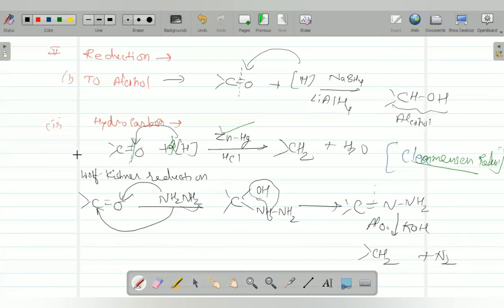This is called Wolff-Kishner. So you have to remember both, what is Wolff-Kishner and what is Clemmensen reduction. In both cases, the product is the same. The product is a hydrocarbon, that is an alkane. So that you have to understand.